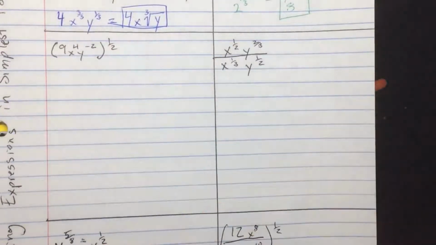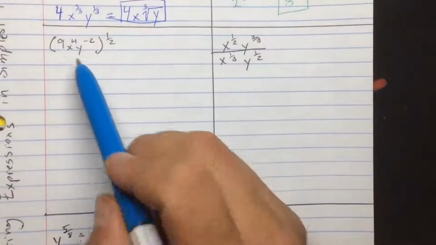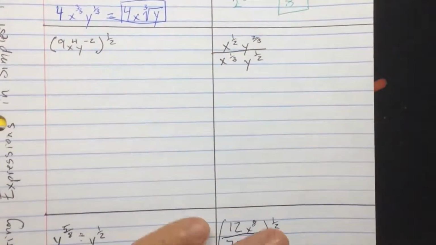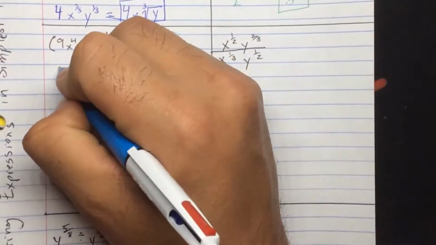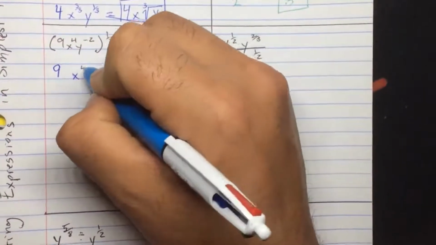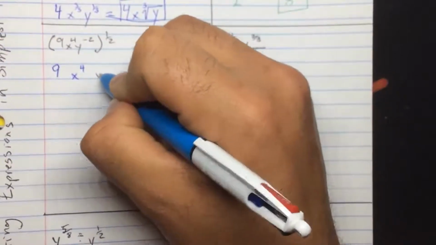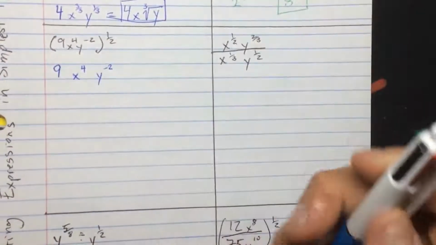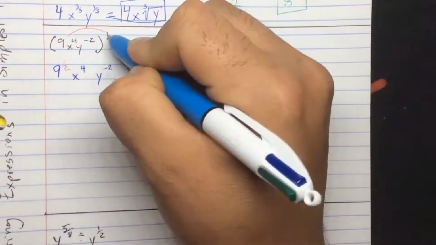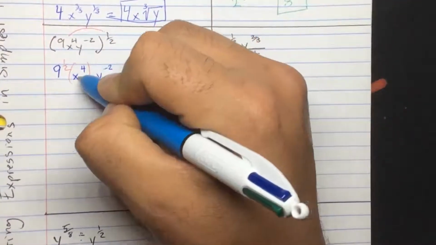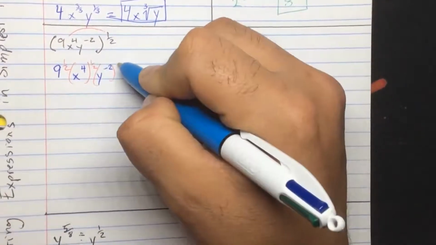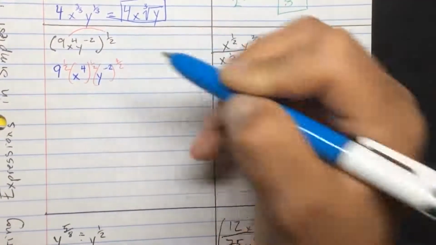Once again, we're going to be distributing our 1/2 power to our 9x to the 4th power, y to the -2 power. First things first, we're going to write each of our variables down here, and then distribute the 1/2 accordingly. So the 1/2 is going to go to the 9, the 1/2 is going to go to the x to the 4th, and the 1/2 is going to go to our -2 as well.